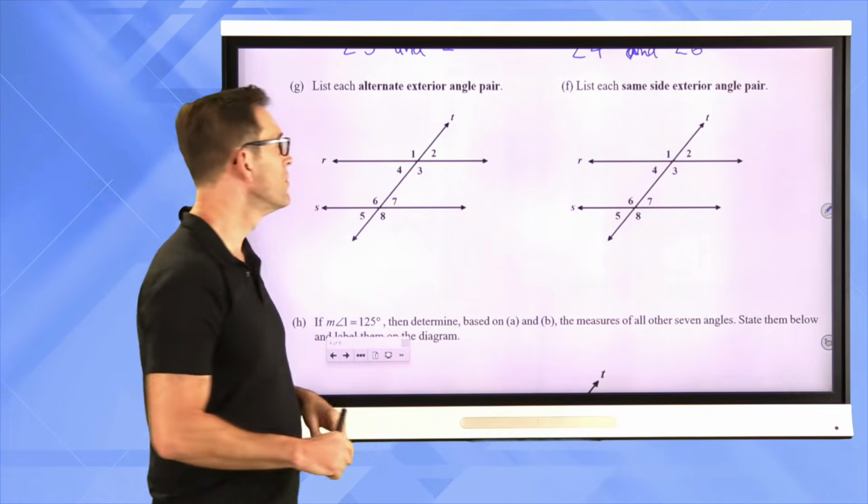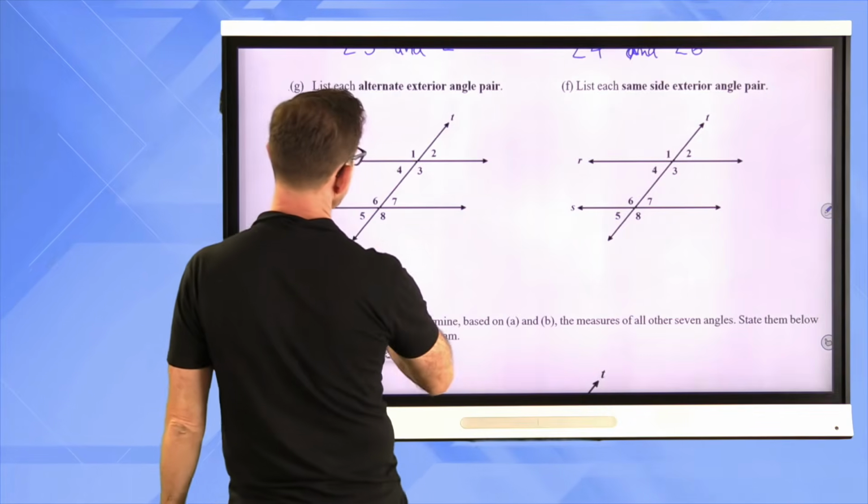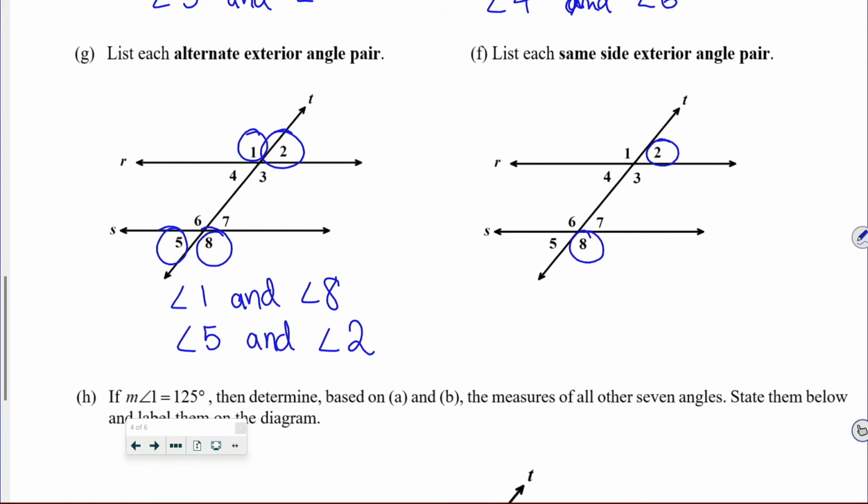All right, so on this one, list each alternate exterior angle pair. Let's see. 1 is exterior and alternate to 8, so angle 1 and angle 8. And 5 and 2 are exterior, so angle 5 and angle 2. All right, now same side exterior angle pairs. That'll be angle 2 and angle 8, and angle 1 and angle 5.